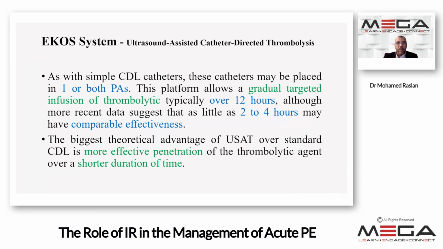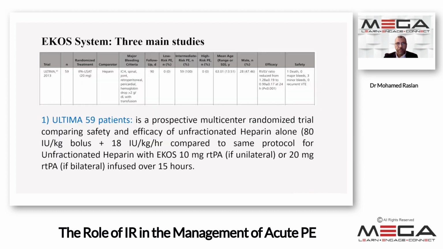So as with the simple catheter-directed lysis catheters, these catheters may be placed in 1 or both pulmonary arteries. These platforms allow gradual targeted infusion of thrombolytic, typically over 12 hours, although more recent data suggests that as little as 2 to 4 hours may have comparable effectiveness. The biggest theoretical advantage of ultrasound-assisted therapy over the standard CDL is more effective penetration of the thrombolytic agent and shorter duration of time.